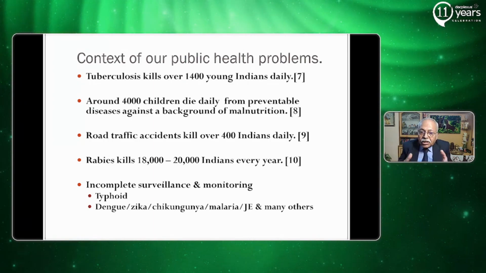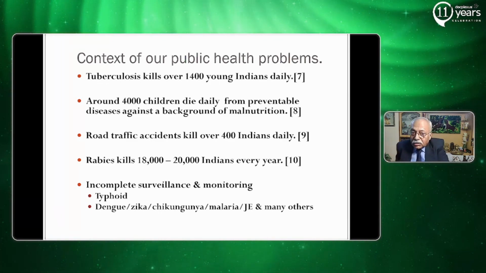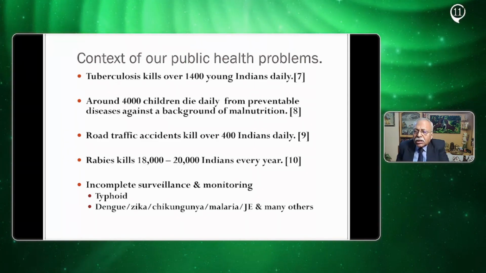Then incomplete surveillance and monitoring of typhoid. As I said, whatever data is available, the mortality of treated cases is also 3%, which is pretty high compared to 0.05% for COVID. Then dengue, Zika, chikungunya, malaria, JE. I had dengue last year, and I think this year also I had dengue 6 months back.